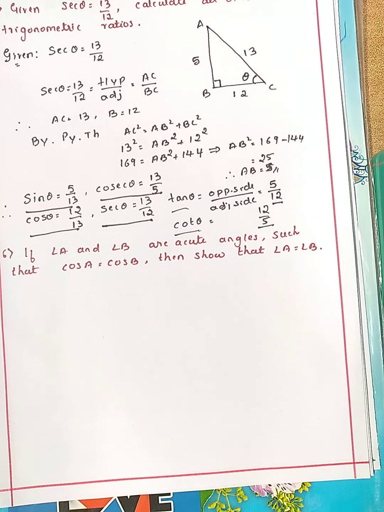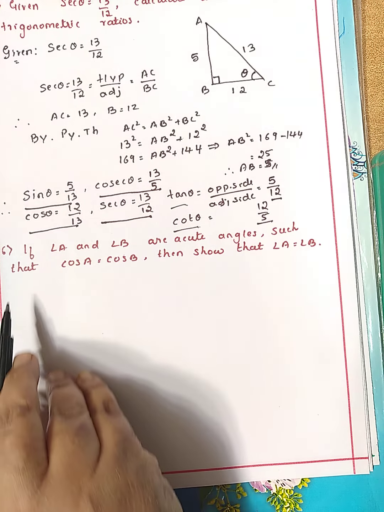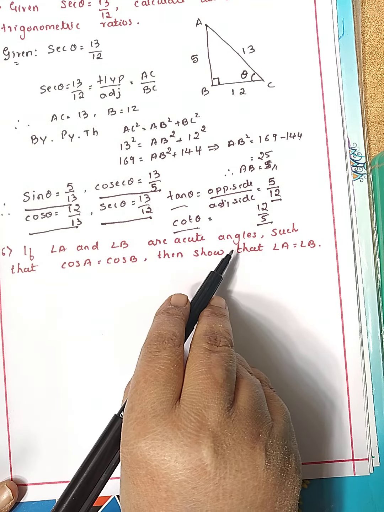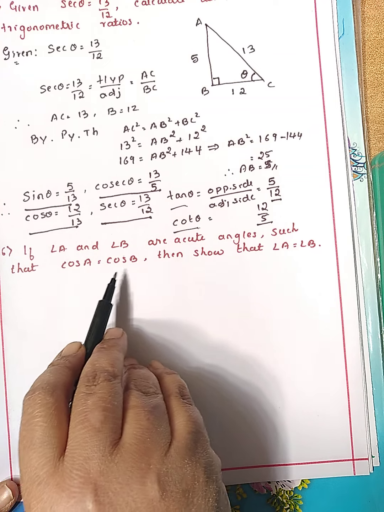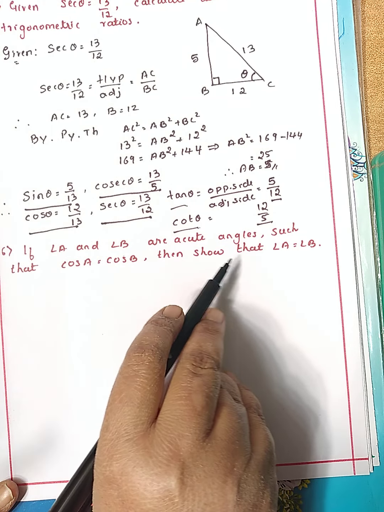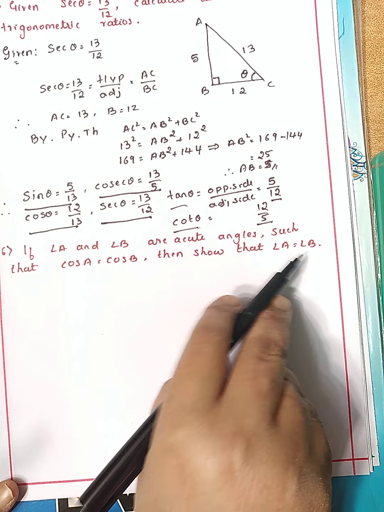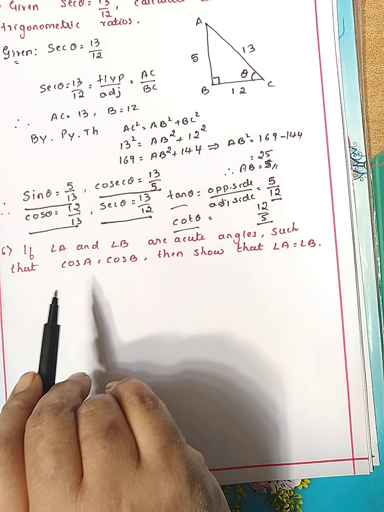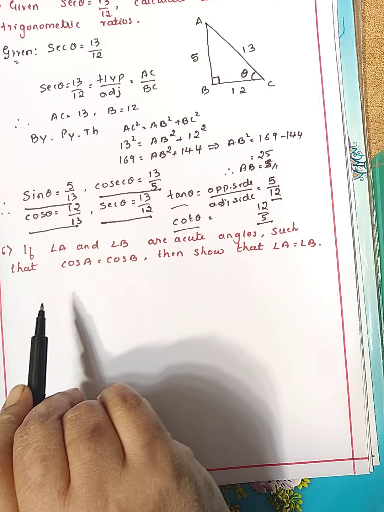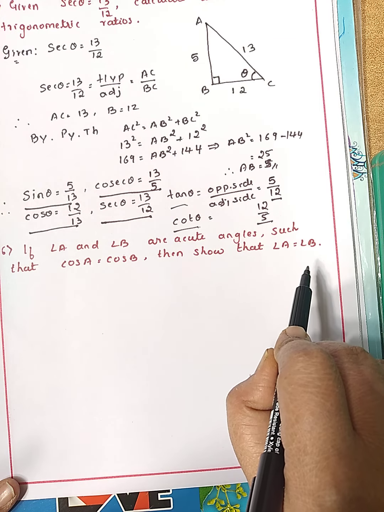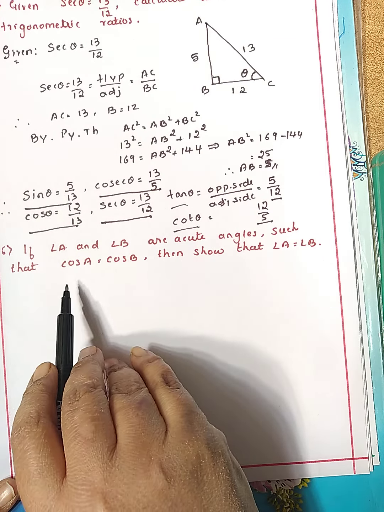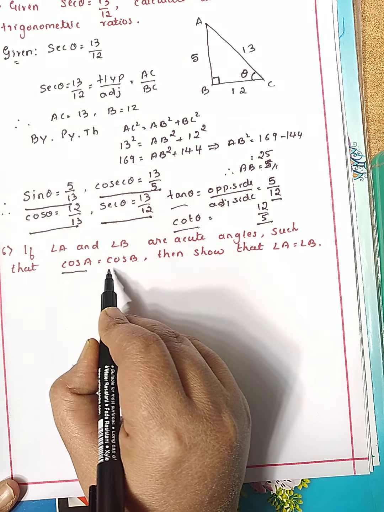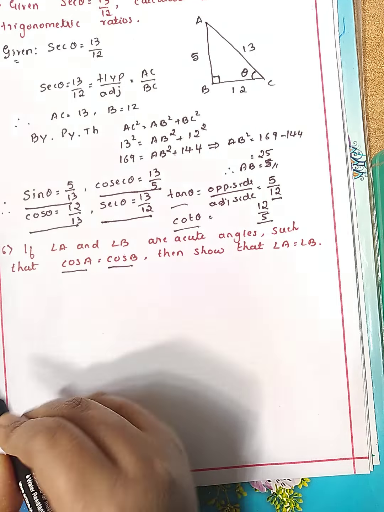Next we will move to the sixth question. The sixth question is: if A and B are acute angles such that cos A equals cos B, then show that angle A equals angle B. Here there is no need to find any trigonometric ratio, but we have to prove that angle A equals angle B. By the given, cos A equals cos B. One ratio is given.